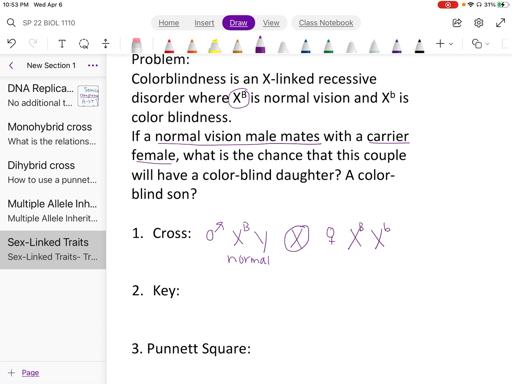So let's write out our key so we know exactly what we're talking about. If you have a dominant allele, that would mean you have normal vision. And if you had a recessive allele, in this case two copies or only one, we'll see how it affects sons, then this offspring would be colorblind.